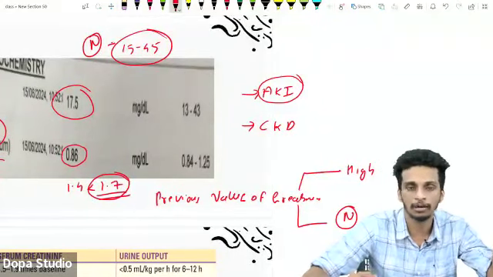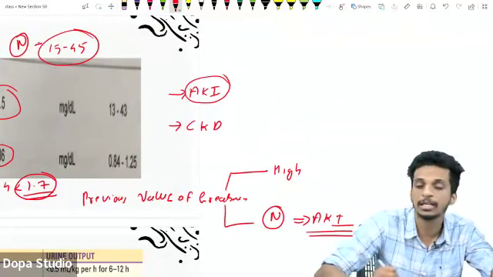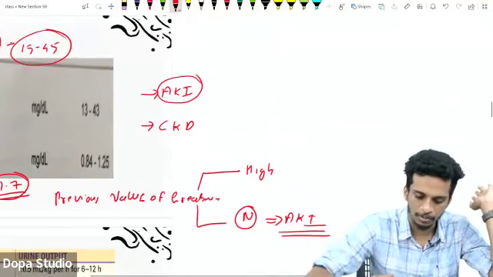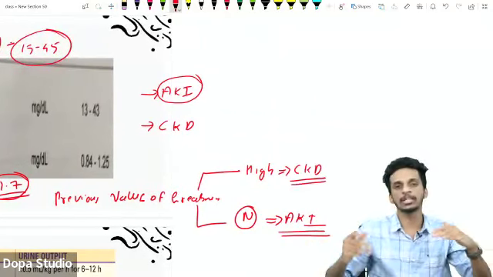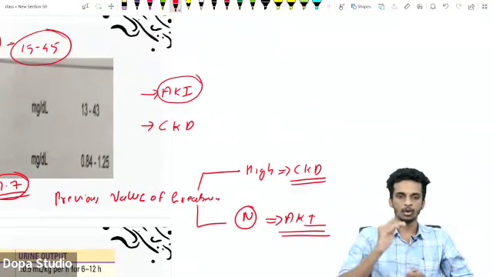If the previous value of creatinine is normal, it is likely to be AKI. I'm not saying it's always AKI, but it is likely to be AKI. And if the previous value of creatinine is also high, we can call it CKD, because the patient has already got an elevated value of creatinine. It is chronic kidney disease. It is not acute kidney injury.